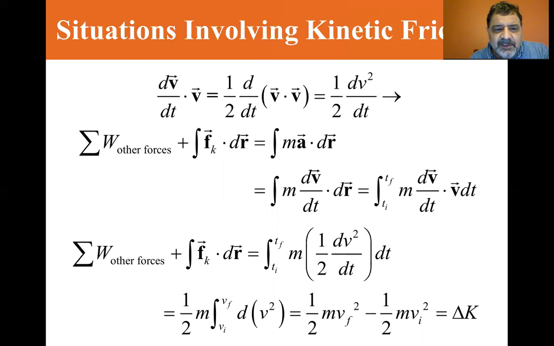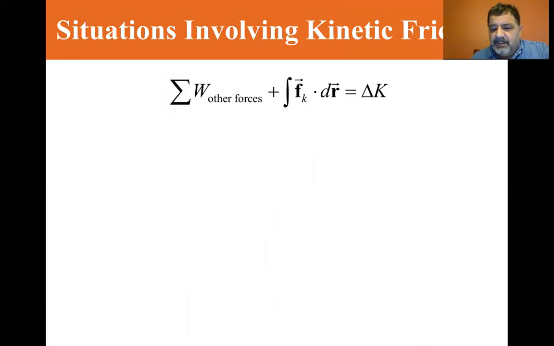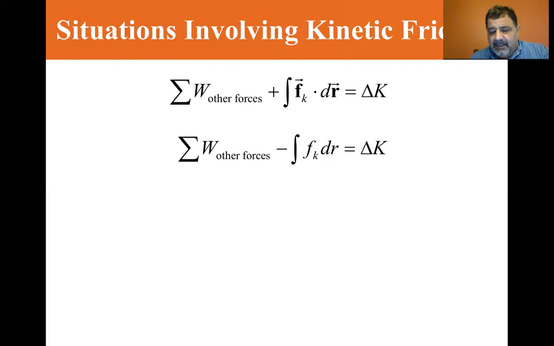If you skip all the stuff in the middle, you see the sum of the work of other forces plus the integral of the friction force times dr is equal to the change in kinetic energy. And so we're going to skip all the way down to this slide where it simplifies the equation. On the left side of this equation, we have the work of other forces plus Fk, the kinetic friction force, dot dr. They'll be in opposite directions for every increment dr of the path followed by the object. So Fk dot dr is equal to minus Fk dr. So we rewrite it like this.